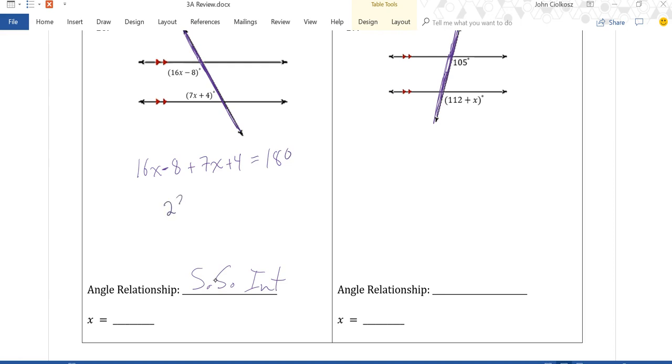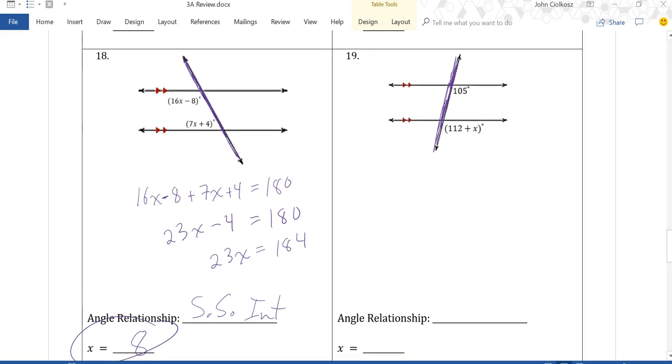So combining, we get 23x minus 4, because we're on the same side, so we just combine. I would have done 16 plus 7 to get 23x, and then negative 8 plus 4 to get negative 4. Adding 4 to the other side gives me 184. Dividing both sides by 23 will give us x is equal to 8.